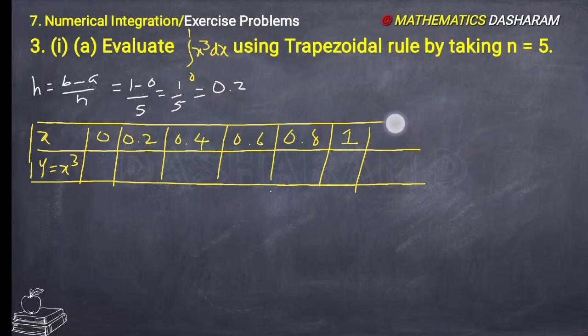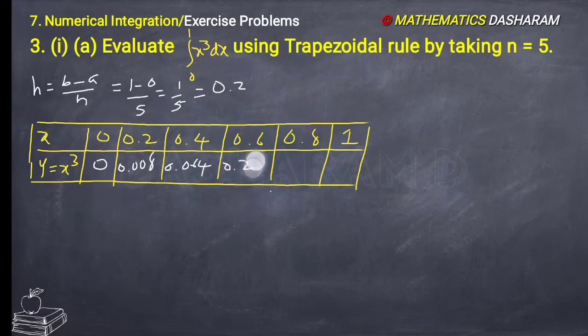Now let's find their respective y values. What is the y value here? X cube is y. So for the first x value 0, its y value is 0 cube, which is 0. 0.2 whole cube is 0.008. 0.4 whole cube is 0.064. 0.6 whole cube is 0.216. Then 0.512. 1 cube is 1.